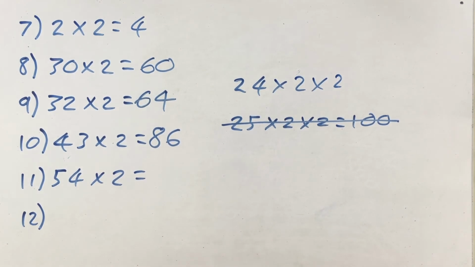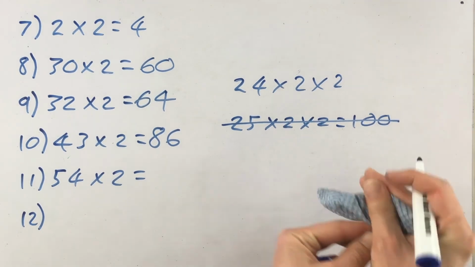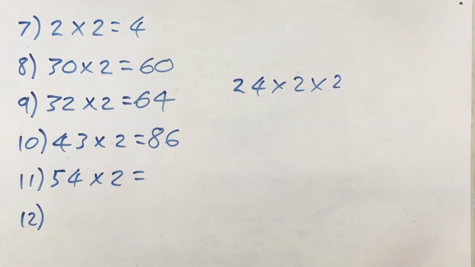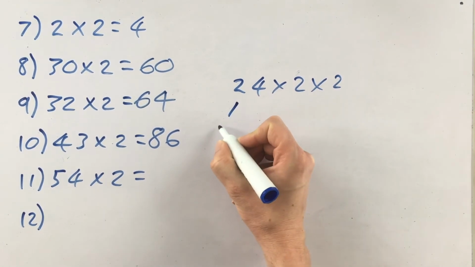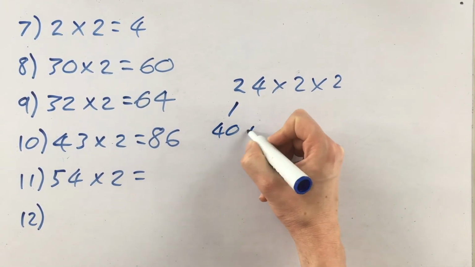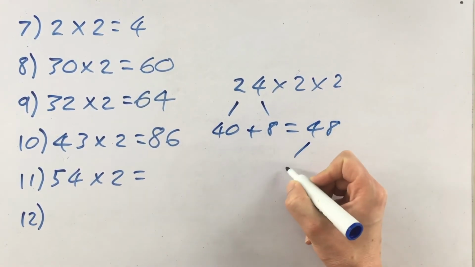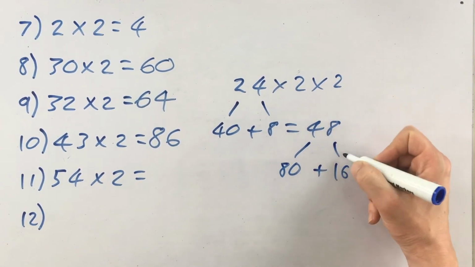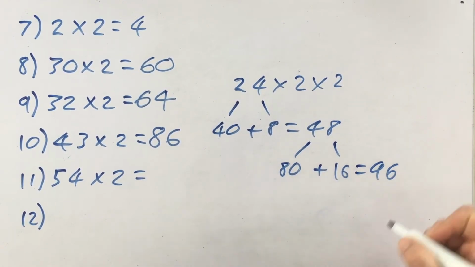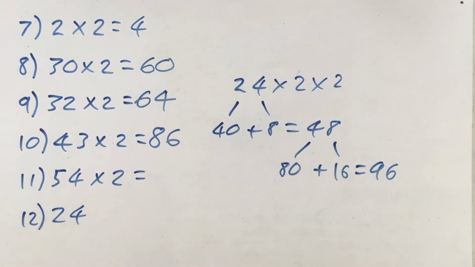And just to check that, 24 times 2. 20 times 2 would be 40, add 8 is 48, and double it again, 40 times 2 is 80, add double 8, which is 16, is 96. That gives me a number less than 100. The answer is 24.